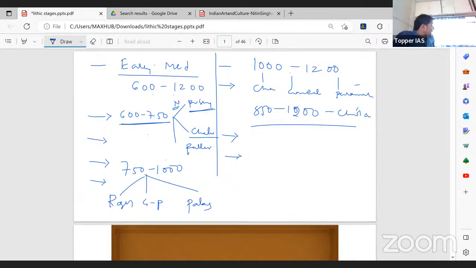And from 850 to 1200, in the south there was the Chola Empire, the Chola Kingdom, right? Rajaraja, Rajadhiraja, then Rajendra. Then after 1200, the medieval period will start.